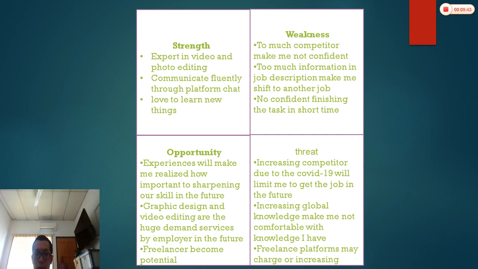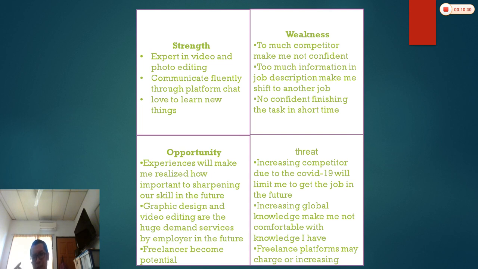Okay, next, the third one is that the freelance platform may start charging or increase charges. For now, maybe the platform limits you to only 5 bids or 7 or 10 bids. Maybe in the future the freelance platform will charge you if you want to bid, even if you want to bid for one project or one contest, you need to pay for the limit that you want to bid. I can see that this is a threat for people like me to do this job in the future.